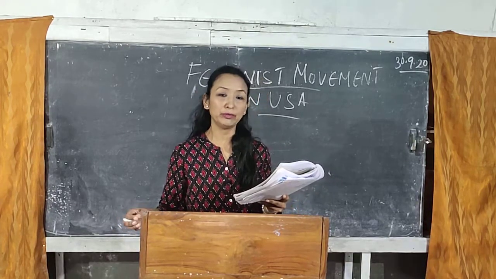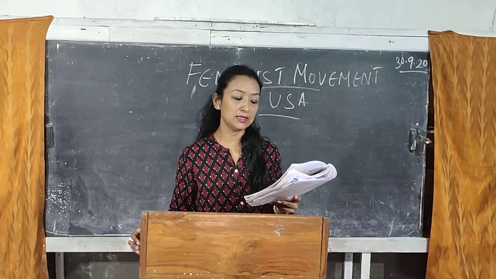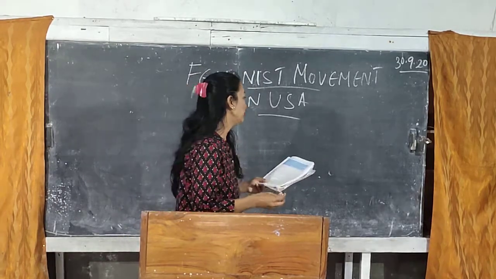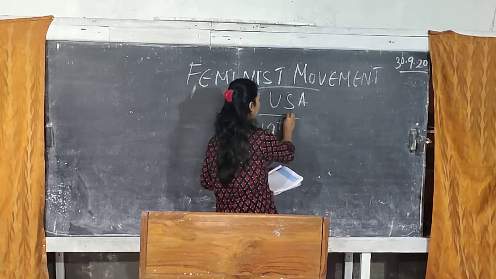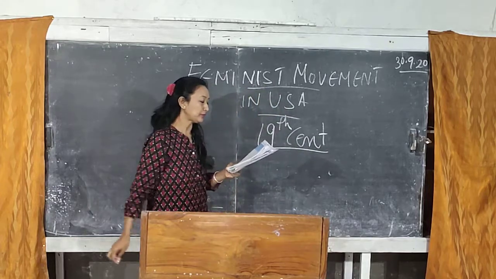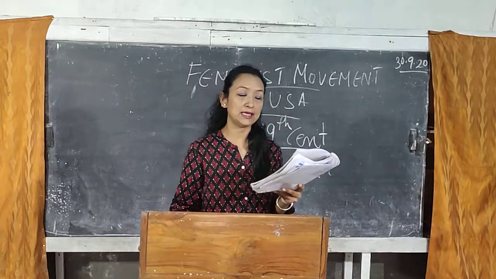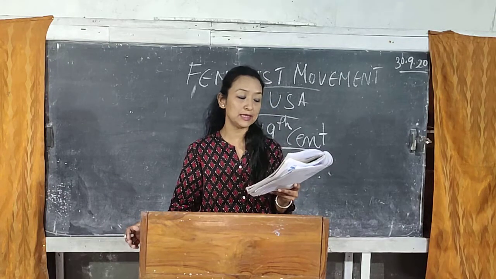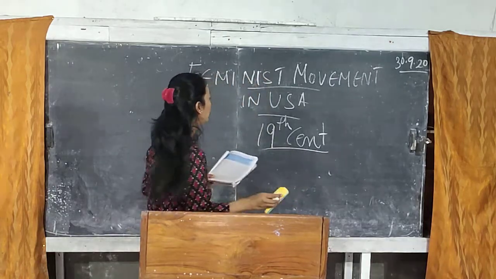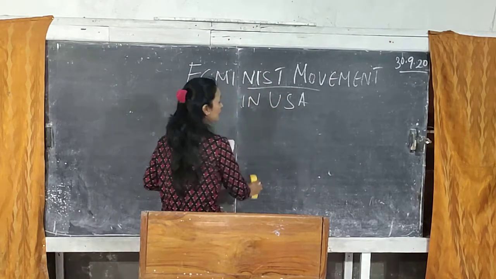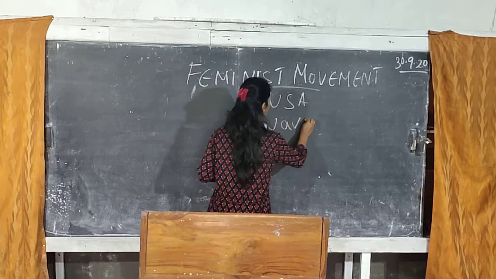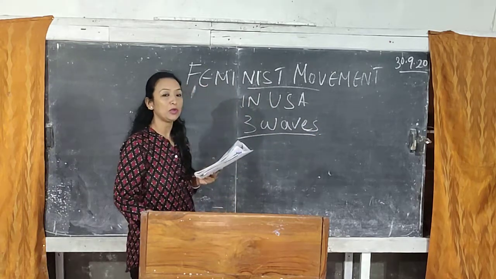This feminist movement began in the Western world in the late 19th century. In the United States, Canada and certain other countries in Western Europe, it has gone through three waves. This is important now: the three waves of the feminist movement. How many waves did it have? It had three waves.